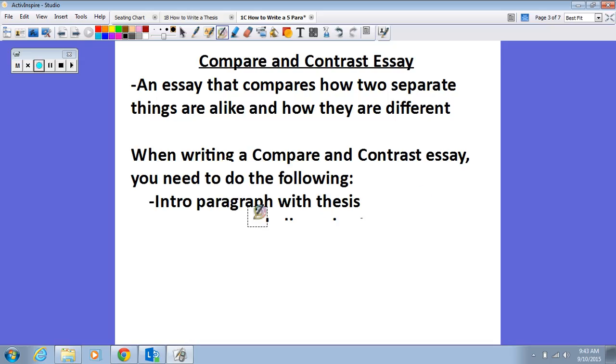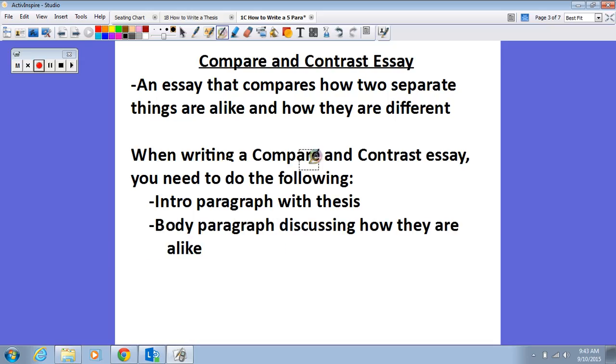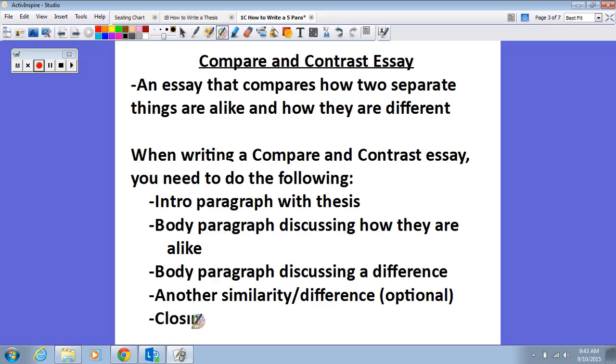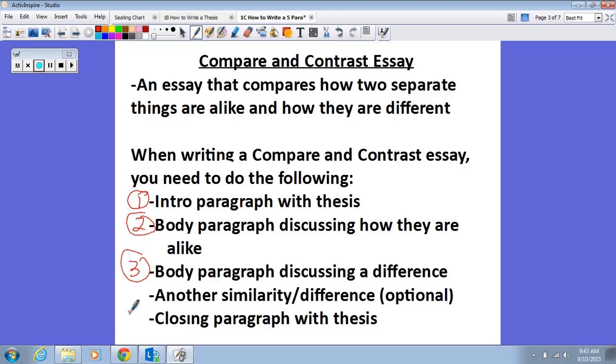Intro paragraph with a thesis, pretty standard. You're going to write one body paragraph discussing how the 2 things we're comparing are alike, and then another body paragraph discussing how they're different. If you want to, another similarity or difference, that's optional. I'm not going to ask you to do that this year for the most part unless you really want to. And then a closing paragraph. So we're looking at 1, 2, 3, 4 total paragraphs.